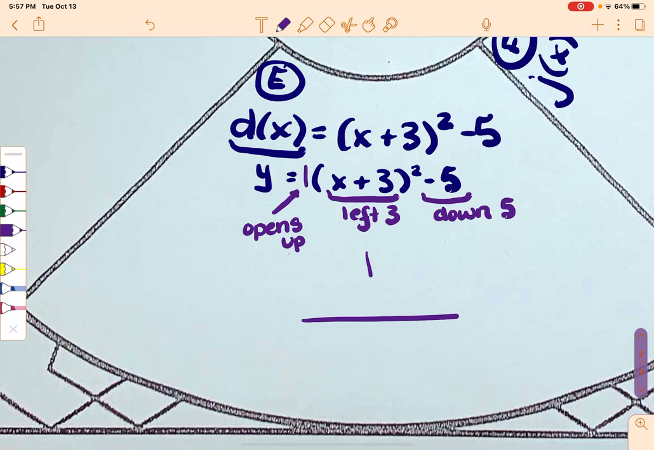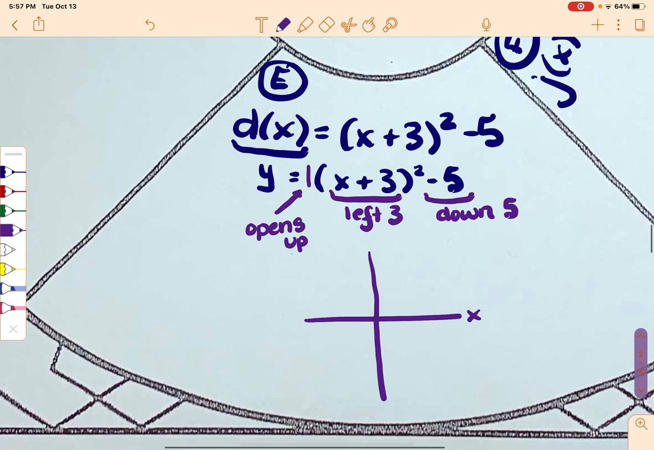So here's my x and y axis. It goes down 5. So it goes down 5. I would make that negative 5. Goes to the left 3, so that would be negative 3. So that's where those two meet. That would be your vertex point. I guess let me move it over just a little bit. Then if it opens up, it goes in this direction.